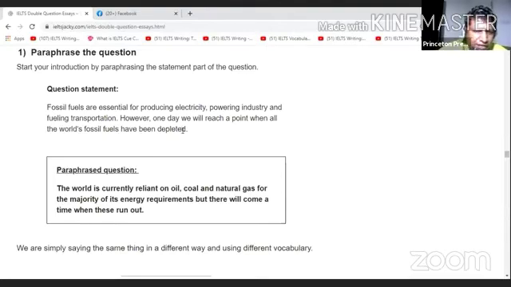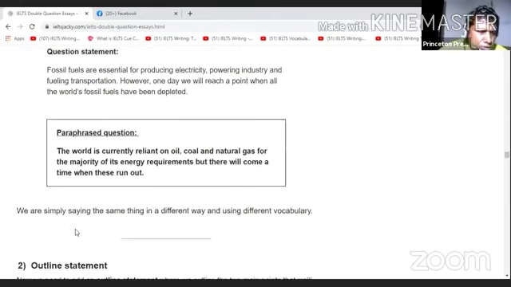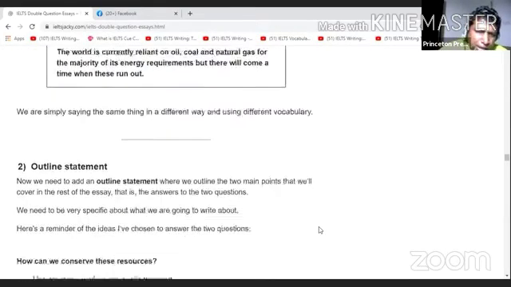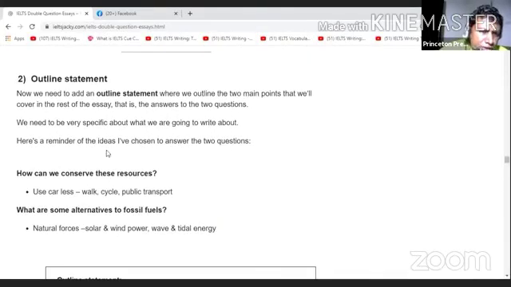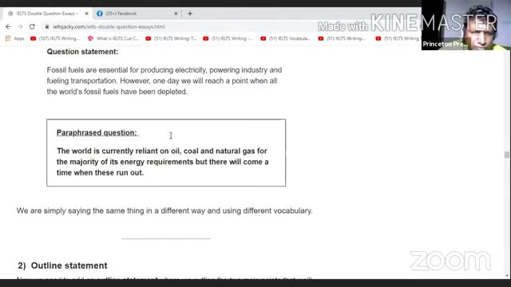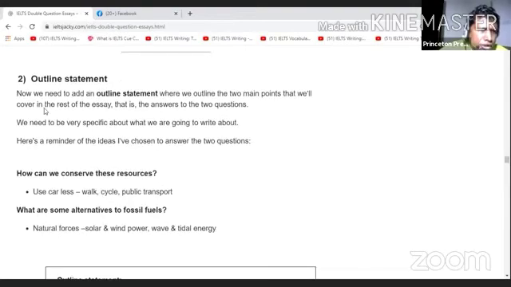Nothing else. You're showing that you can rewrite in your own words. In some cases, you can use other words. That's up to you. We are simply saying the same thing in a different way, using different vocabulary. Outline statement, what's that? That's the second part of your introduction. We now need to add an outline statement where we will outline 2 main points that we'll cover in the rest of the essay.